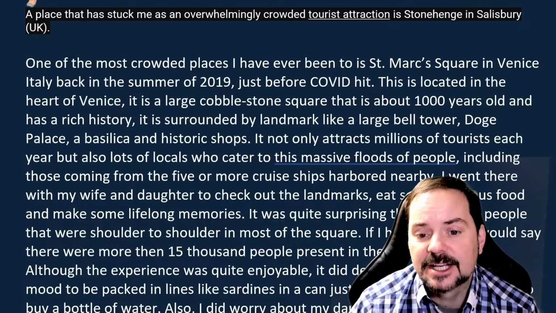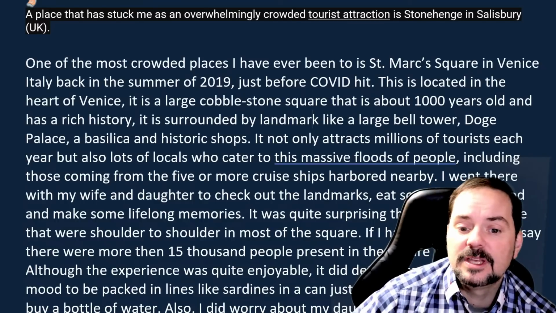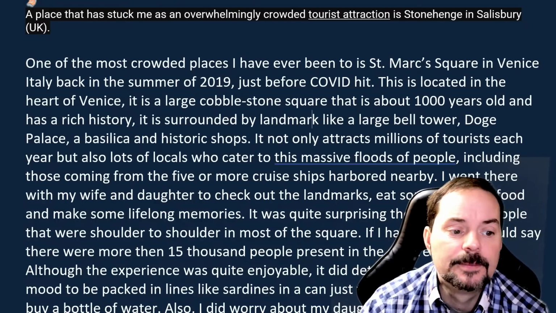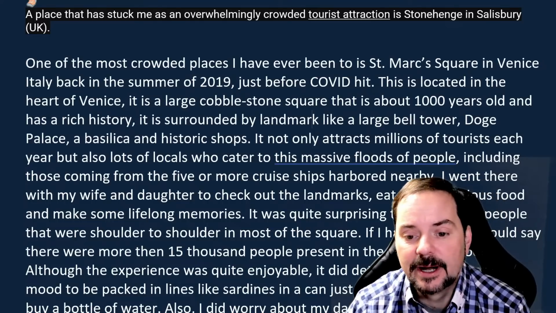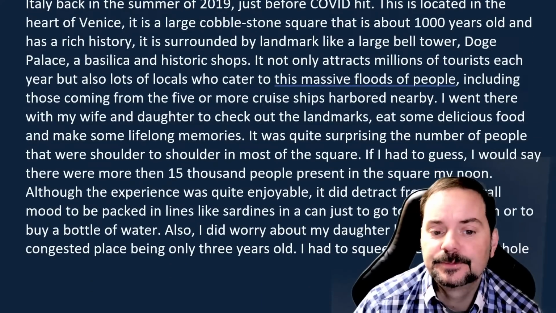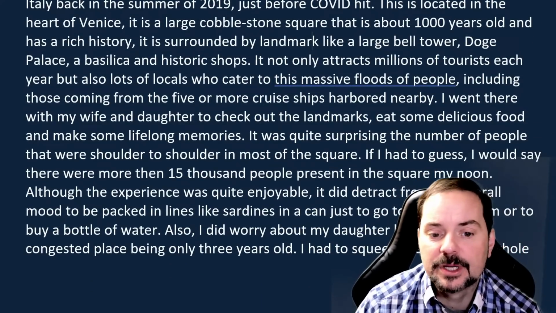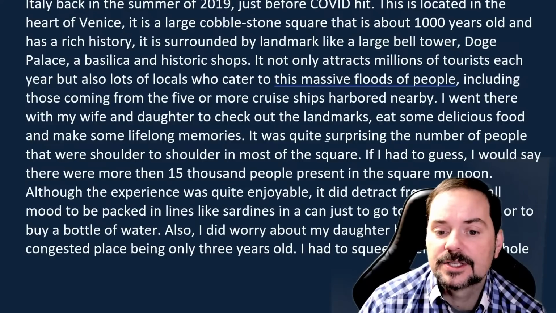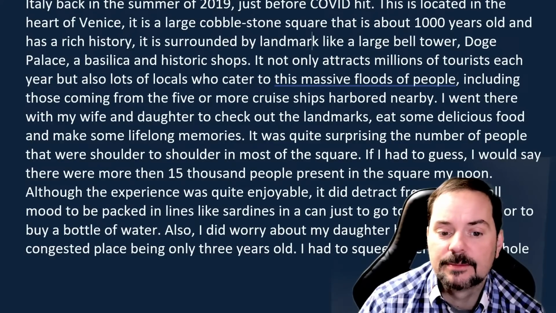It not only attracts millions of tourists each year, but also lots of locals who cater to the massive floods of people, including those coming from the 5 or more cruise ships harbored nearby. I went there with my wife and daughter to check out the landmarks, eat some delicious food, and make some lifelong memories.